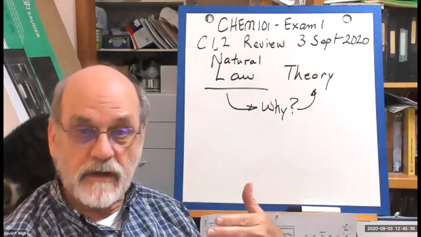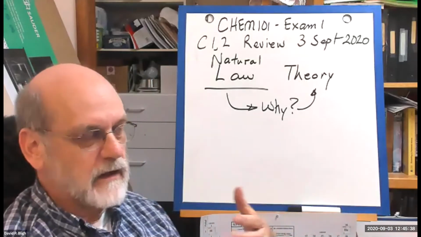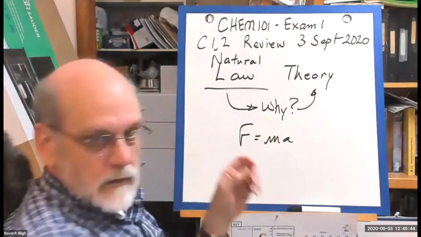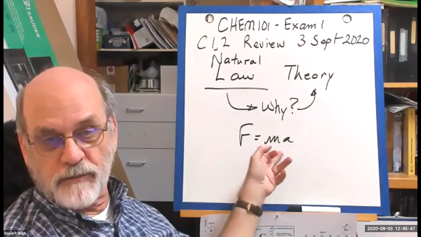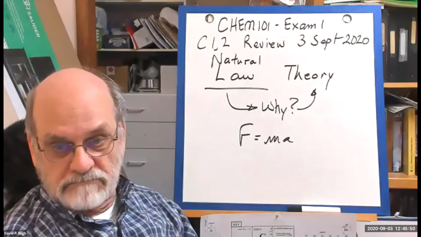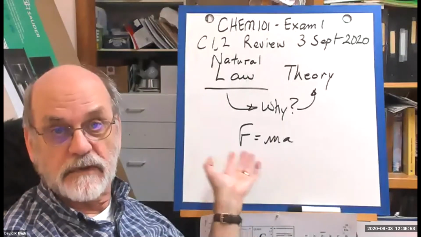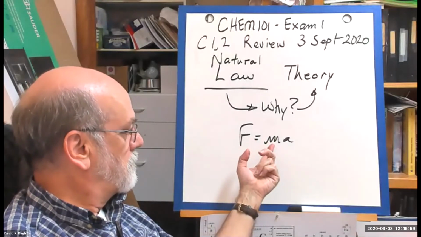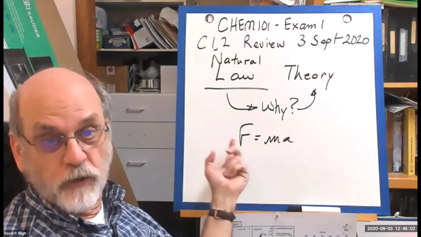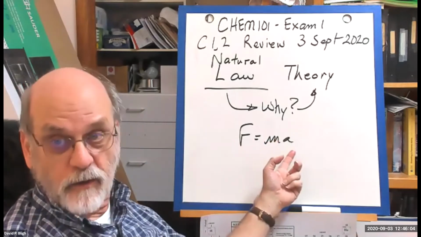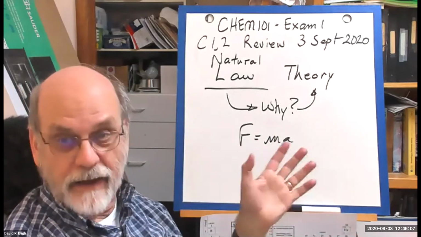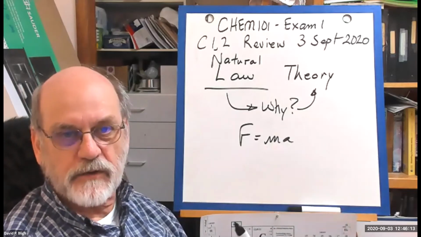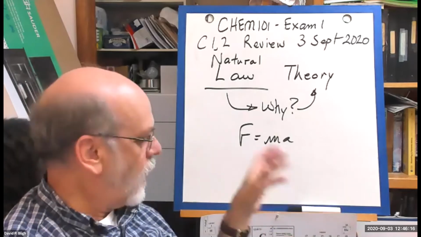That's why so many of the laws are formulas, like Newton's second law of motion, force equals mass times acceleration. That's a natural law. It doesn't say why it happens. It just says, if you know the mass of something and you know the force applied to it, then it's going to accelerate at a given rate, the same way, every time. Doesn't matter whether it's on the Earth's surface, in outer space, or on Jupiter. It'll always happen the same way.